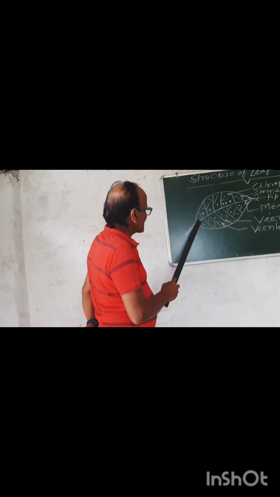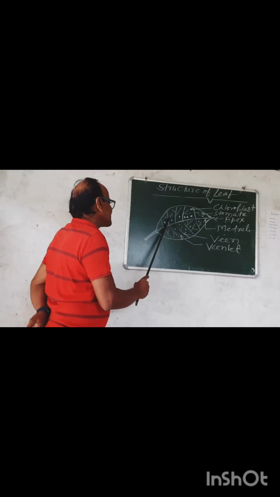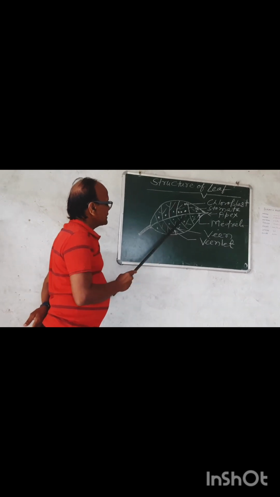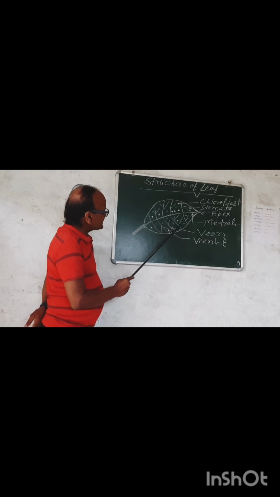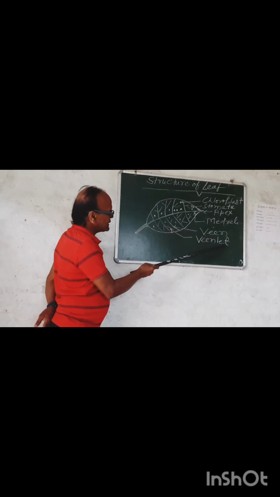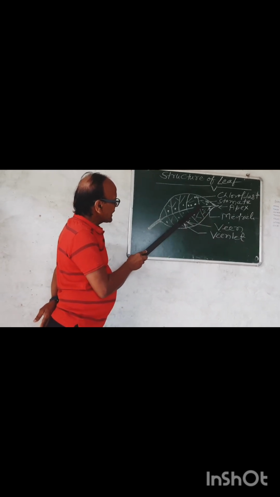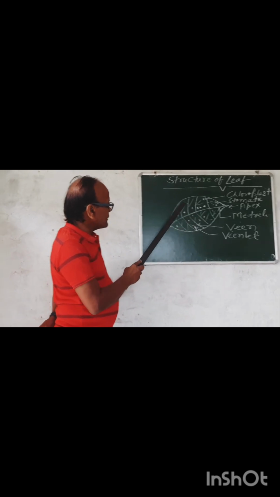Then we will see these structures. These are veins, and these small structures are called veinlets. So veins and veinlets are observed on the surface of the leaf.